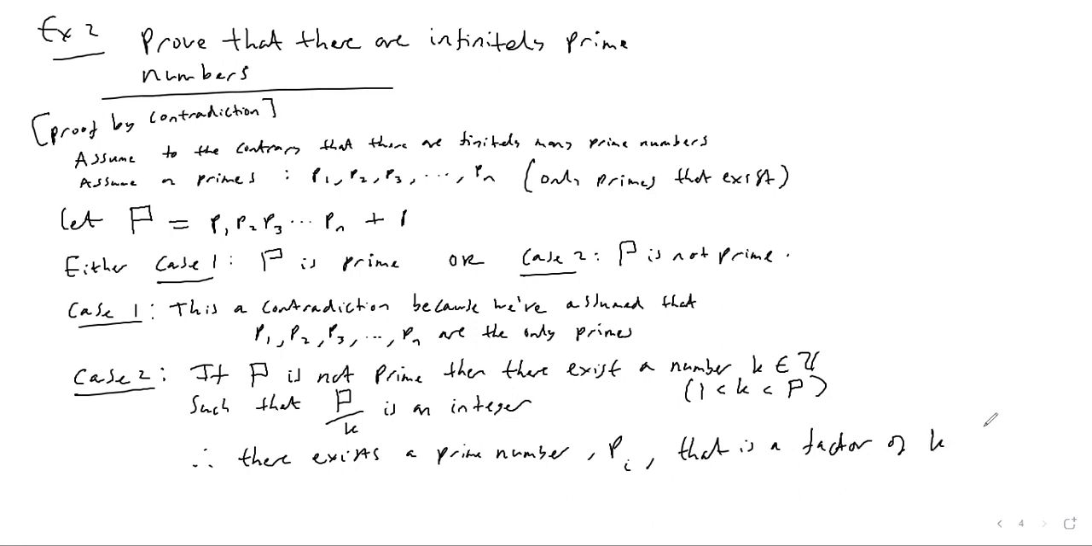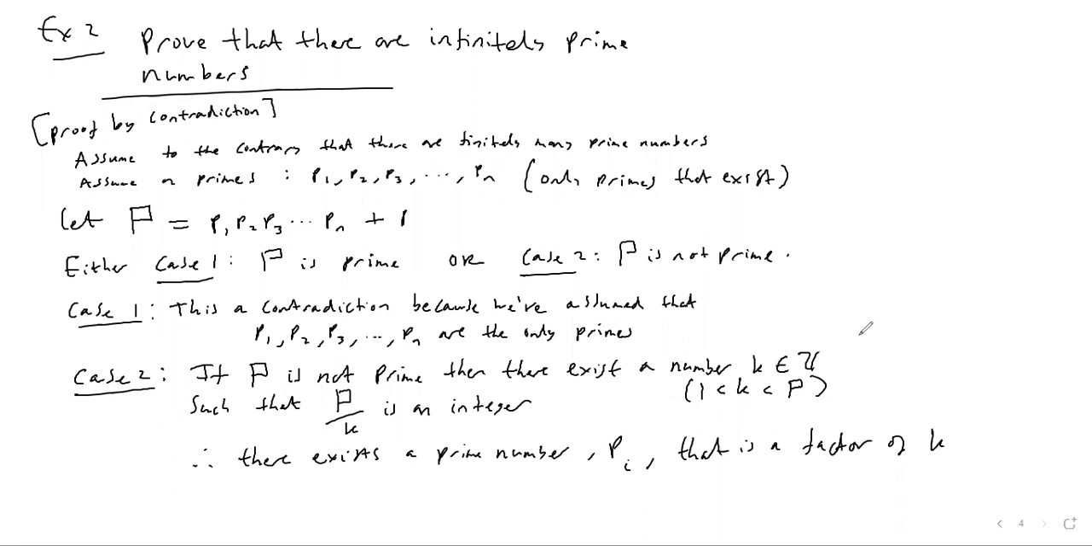So again, think about it. Pick any number you like. There must be at least one prime number that goes into that number. Pick the number 10, for example. So 2 goes into 10, and 2 is a prime number. So there we go. There exists a prime number that goes into the number you picked.